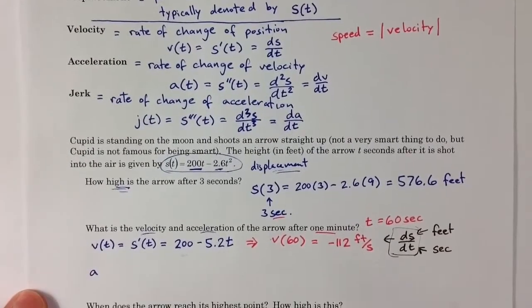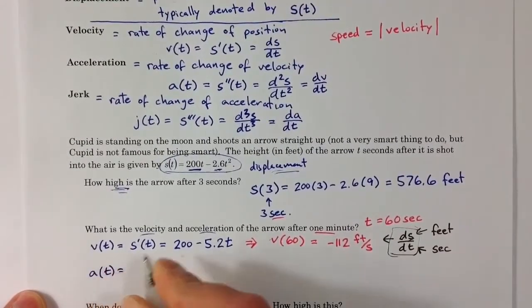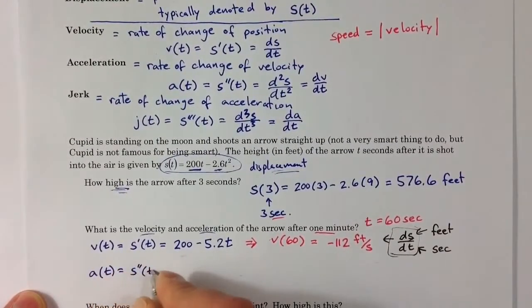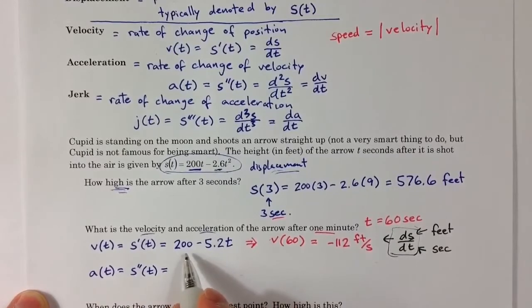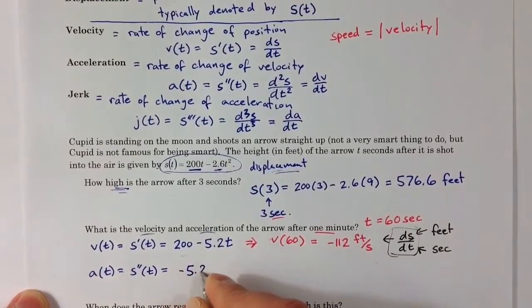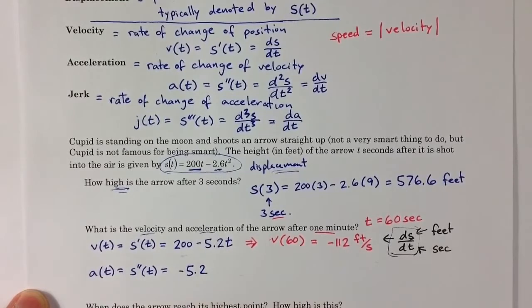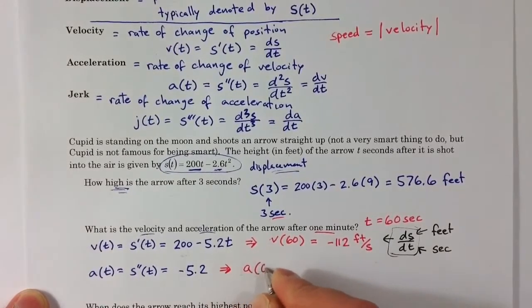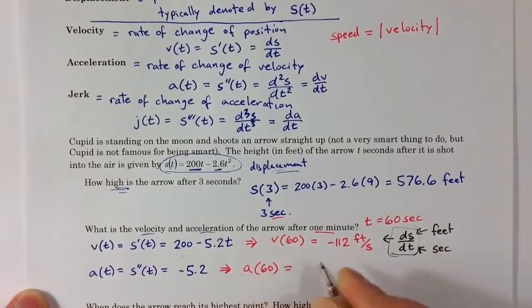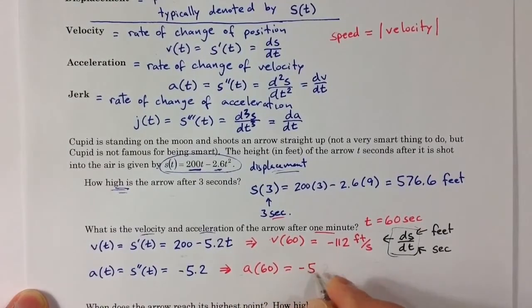So let's think about acceleration. The acceleration function, a of t, is the second derivative of the position function. It's the derivative of the velocity function. And so thinking about the derivative here, 200 is constant, so the derivative is just going to be 0 for that part. And the negative 5.2t, the derivative of that is just going to be negative 5.2. So the acceleration is actually constant. The acceleration at 60 seconds, because it's constant, is simply going to be negative 5.2.